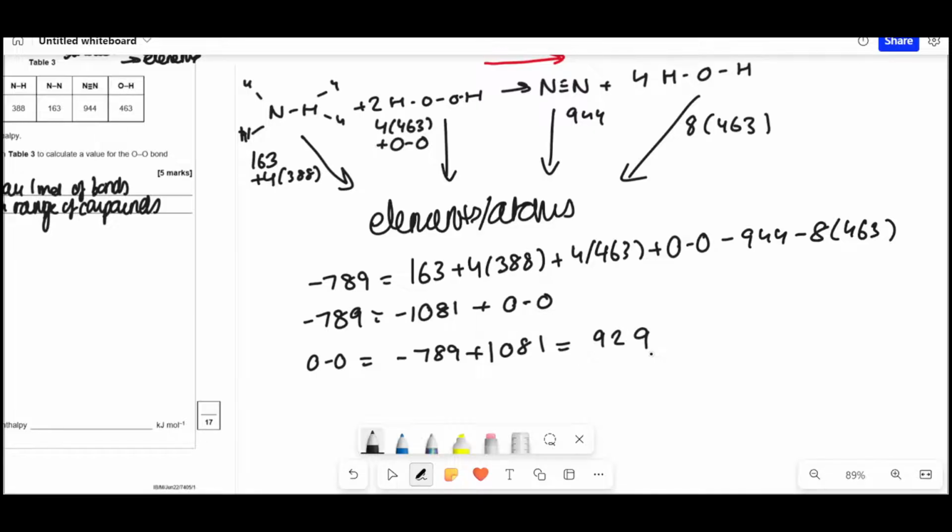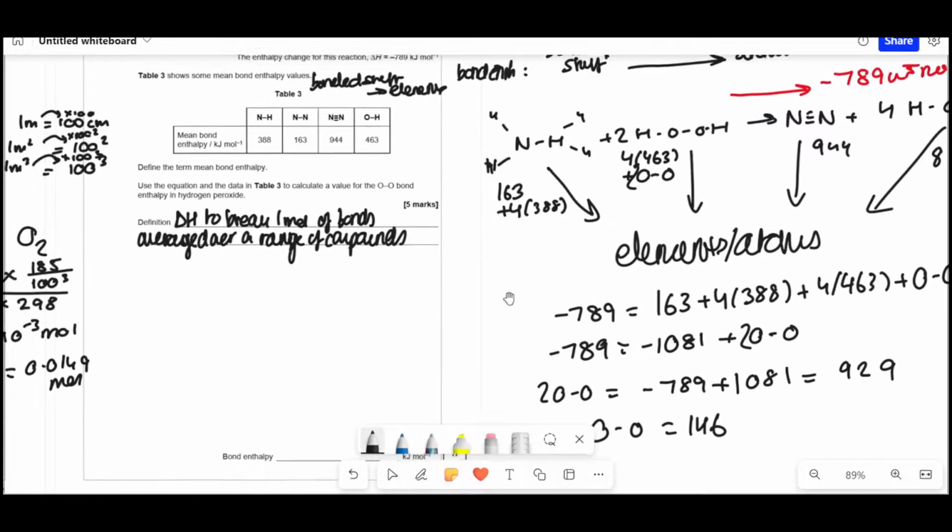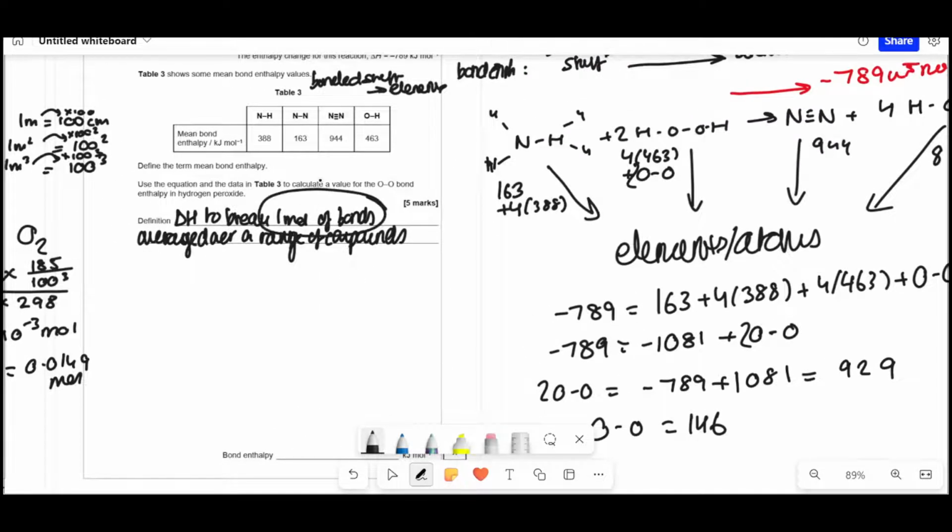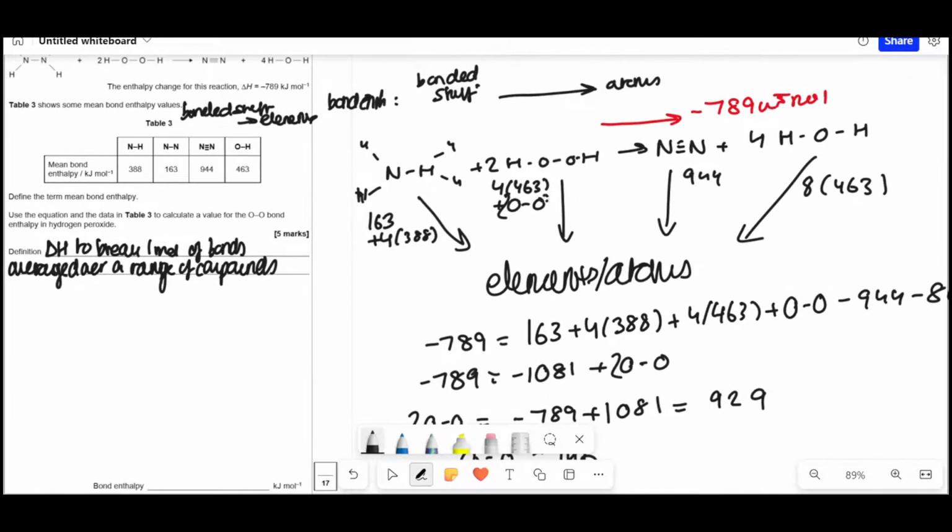292. However, this is 2 moles of it. I should have actually written that up there. Sorry, whoops. There's a 2 and there's a 2. So that means the O=O is half of that, which is 146. Because the definition says we're breaking 1 mole of bonds averaged over a range of compounds, and because we're breaking 2 moles of these now, it should be double that, if that makes sense.